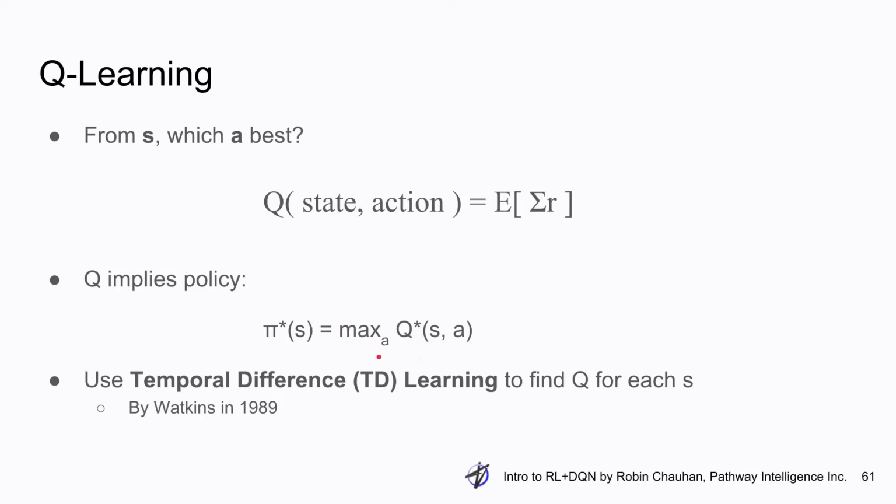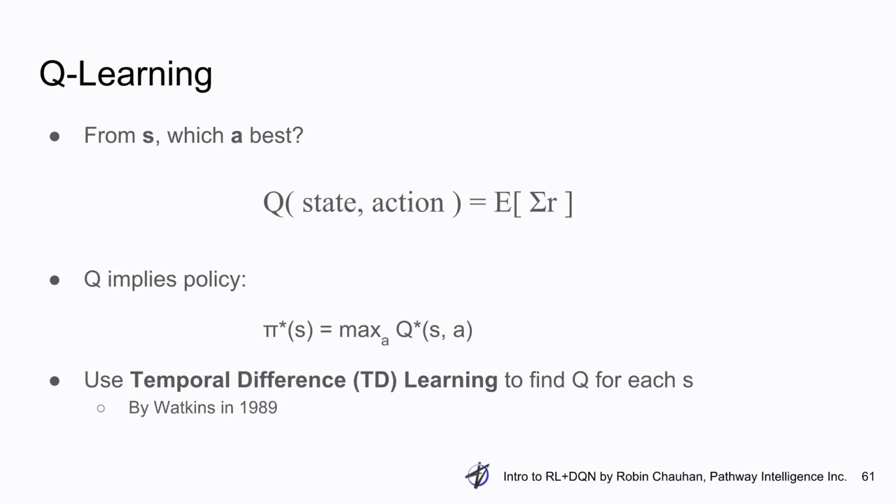And the Q function implies a policy. Once you have the Q function, your policy is super simple. This is what I mean about the thin shell. There's almost no logic in your policy in Q learning. That's not the case in some other types of RL agents. But in Q learning, the policy is really super simple. So we use what's called temporal difference learning to learn that Q function.